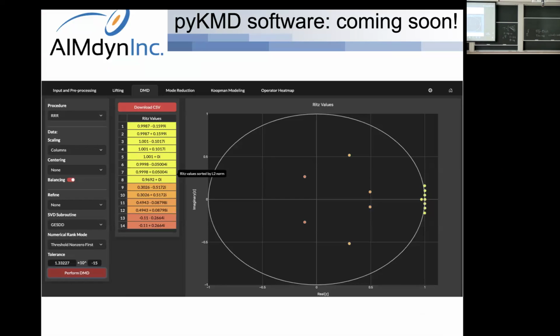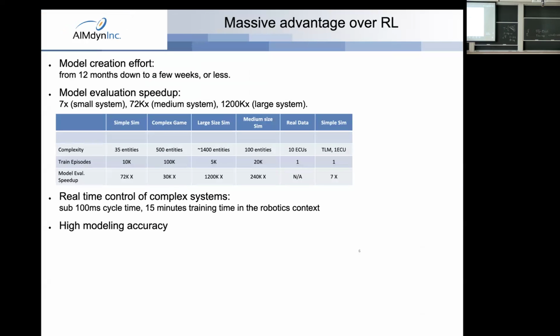This software that's coming, my affiliation currently is both University of California and AIMdyn. If anybody is interested, this is a modeling tool that you can use with a GUI, but I won't dwell on it. What is the model creation effort? The model creation effort is shown here. There are various games that we can play with this particular thing in model space. I said it's hybrid, stochastic, if you wish. The model evaluation speedup over various other things is shown at the bottom.